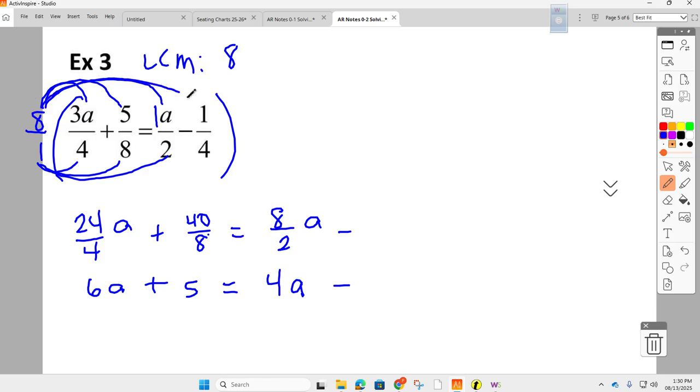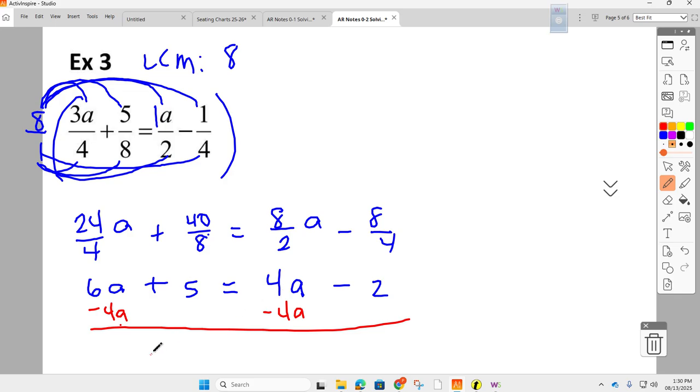And 8 times 1 is 8, over 1 times 4 is 4. And that's going to simplify to 2. Very good. So, we can't combine already, but we do have to get our variables on the same side. 4 is smaller than 6, so we're going to move it by subtraction. So that's going to be 2a plus 5 equals, the whole idea was to get that to 0.